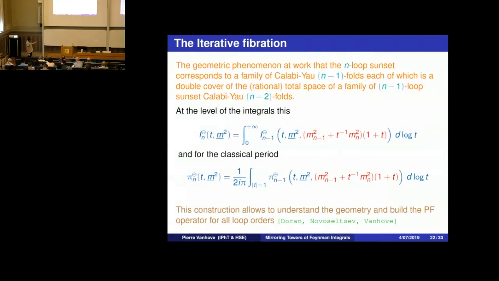I'm sorry, there are two T's. I'm sorry, this should be P squared, this one. So I'm integrating over T. Yes, this is a function of P squared, so this is P squared. And this is the fibration parameter, and this works for the period. So actually, for example, this allows you to crank up. So if you know the Picard-Fuchs operator at some order, then you can crank it up and get it to the next order.